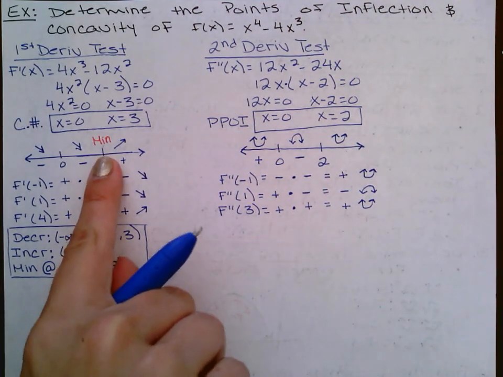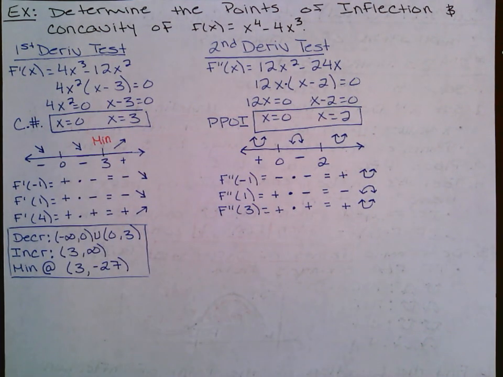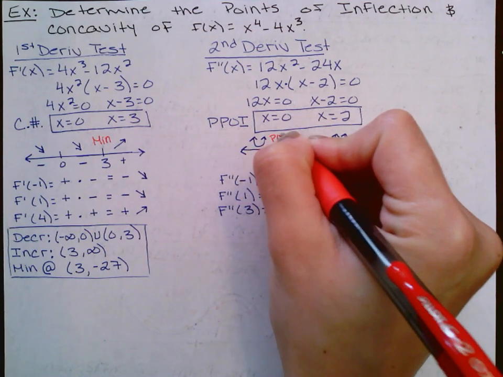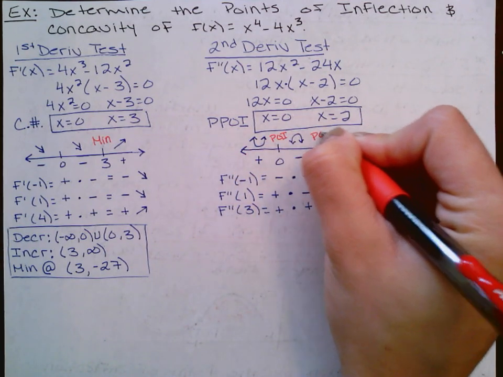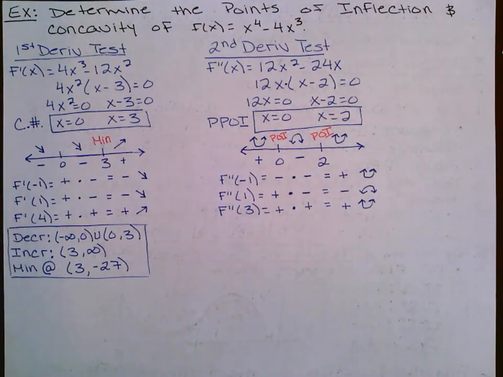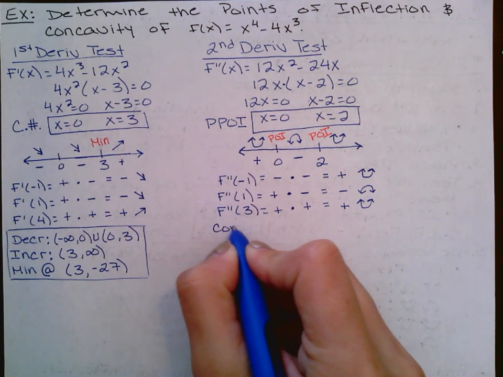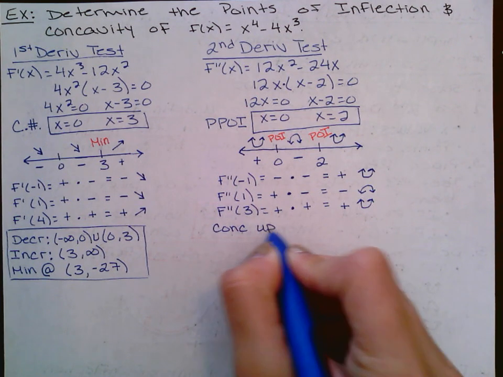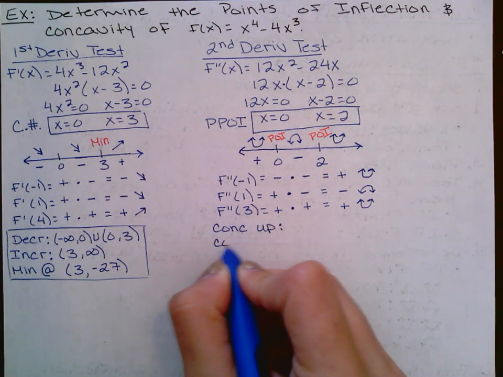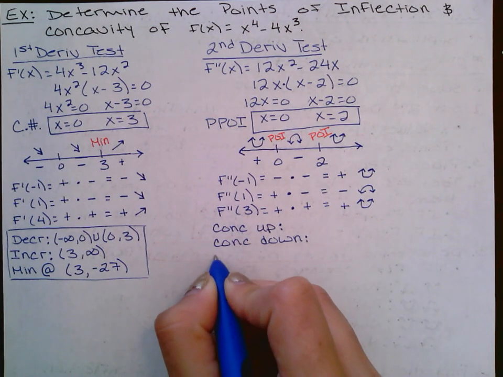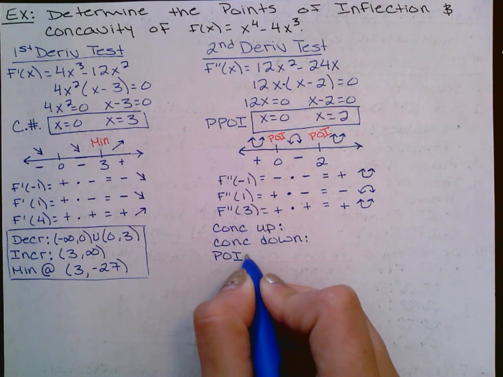And now, last time a switch told me a max or min. Here, a switch tells me an actual POI, an actual point of inflection, exists. I have 2 of them. Okay? So let's write my answers like we wrote this one. Let's talk about concavity first. We'll say concave up, concave down, and then we'll talk about the points of inflection.